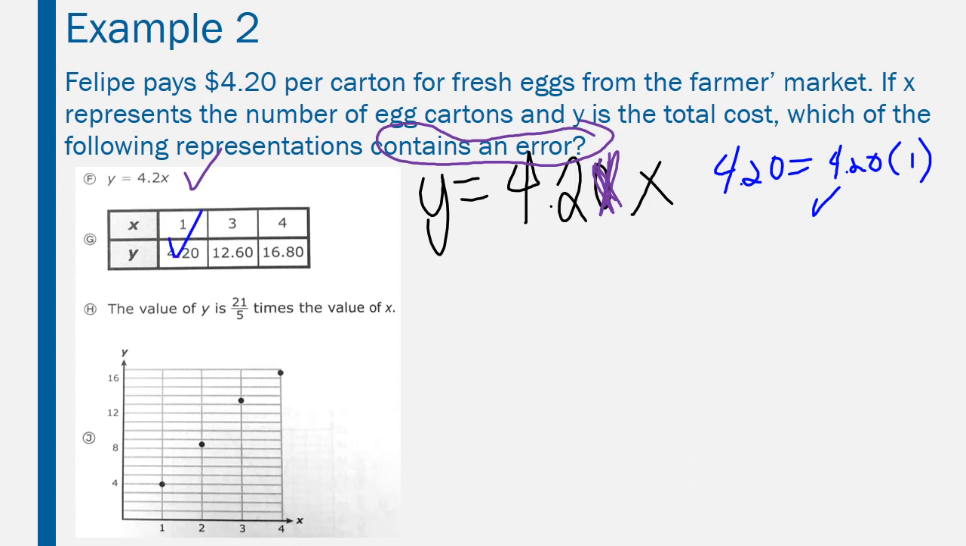How about the second one? 3 and 12/60. What do we need to do? Very good. You plug it in. So we have $12.60 equal to $4.20 times 3. So we have to make sure that $4.20 times 3 equals $12.60. Let's do that to the side.